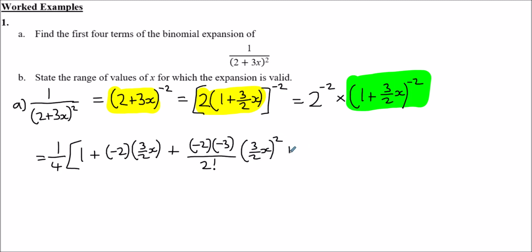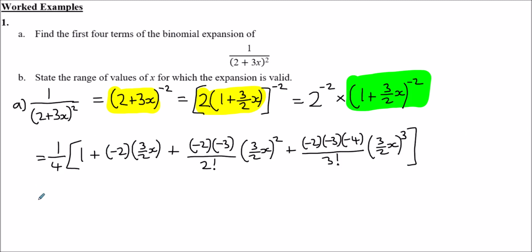The final one we need to consider, because we only need the first 4 terms, is, again, we take the power, minus 2, take 1 from it, minus 3, take another 1 from that, get minus 4. This is 3 numbers, so I divide by 3 factorial. And again, because there's 3 numbers on the top, I multiply all this by this thing here, all cubed. So it's going to be (3 over 2 x) cubed. Now obviously this would carry on, but we're truncating to the first 4 terms. So the rest here is going to be more or less negligible.